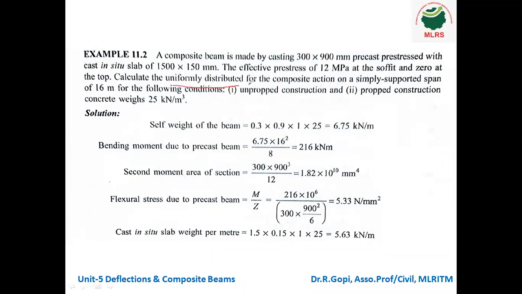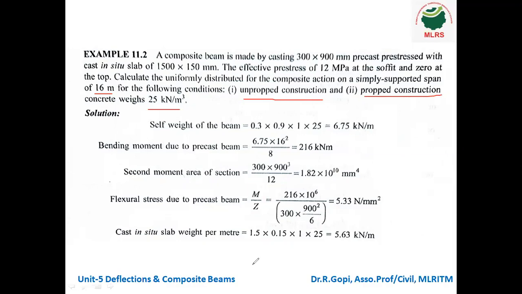Calculate the UDL load for the composite action on a simply supported span of 16 meter. So here they have given the span. The conditions are unpropped construction and propped construction. The concrete density is 25 kilonewton per meter cube. In this problem, they have given the stress, and what they are asking is the live load, that means the external load.